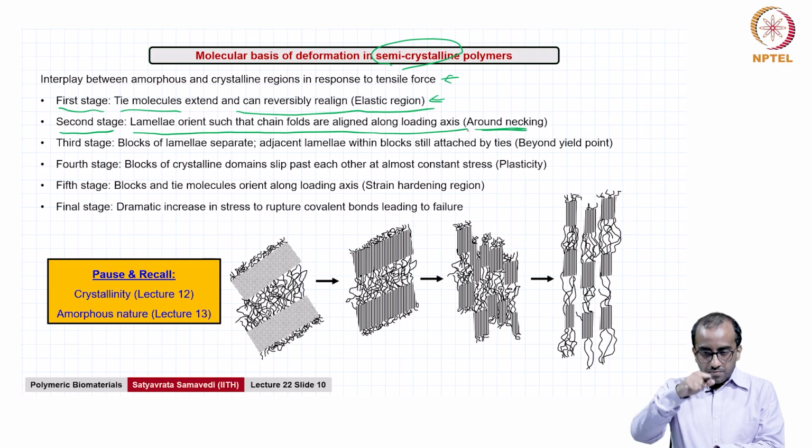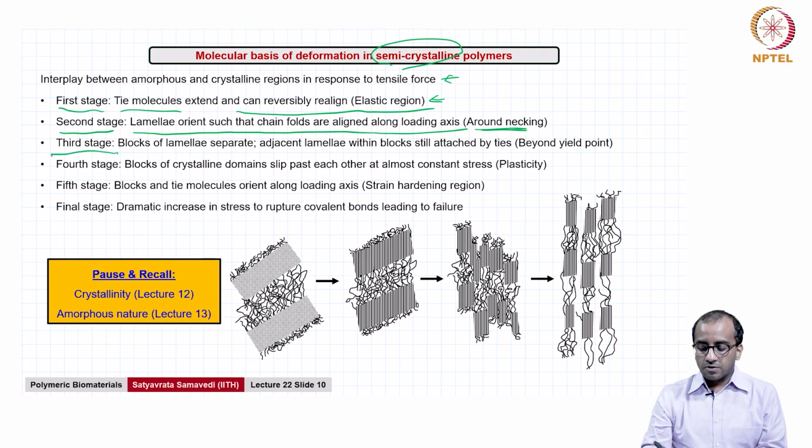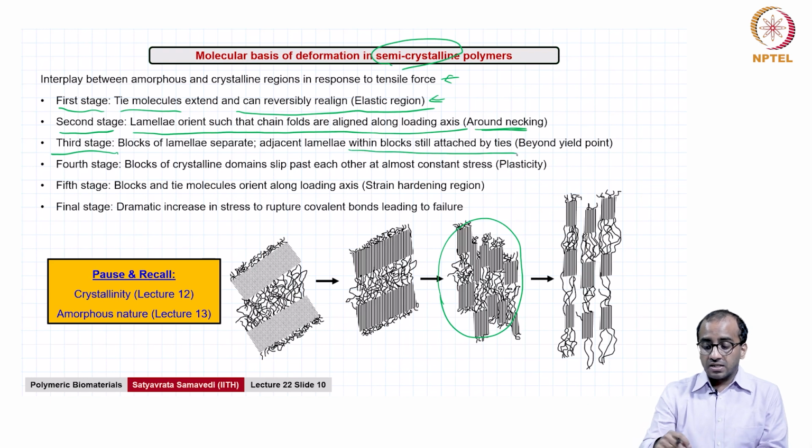Now, if you keep pulling further, you go to the third stage where these blocks of lamellae will now start coming apart, right? And adjacent lamellae within blocks, although they are still connected by tie molecules, some of the lamellae have come apart. This happens beyond the yield point.